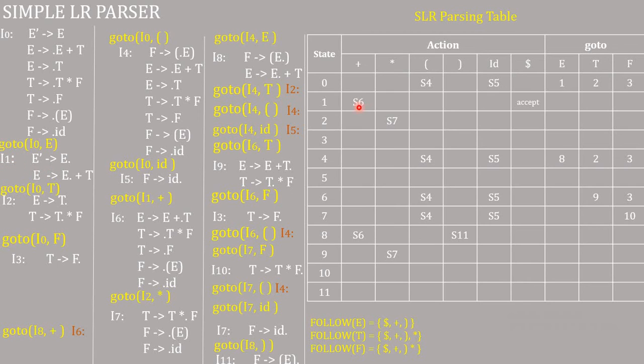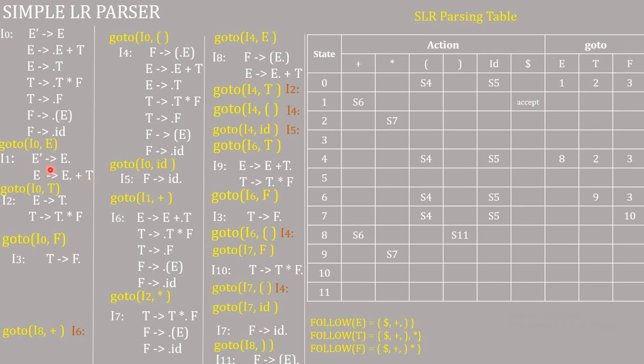So what I am trying to tell is, in state 1, in the dollar column, we can add accept if we have the production E dash tends to E dot. I'm once again telling you, this E dash tends to E is the production rule which we have added. It is not given in the grammar. To convert the grammar to an augmented grammar, we have added this production. For this production alone, we have an exception. But for other productions, we have to go with the reduce operation, right? So let us proceed further.